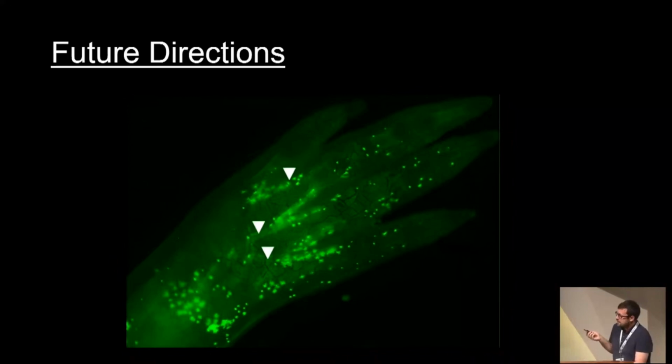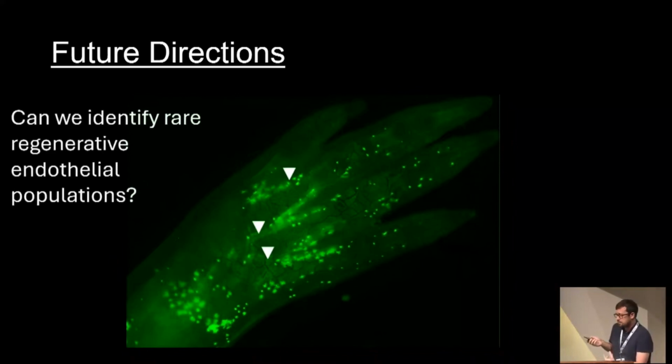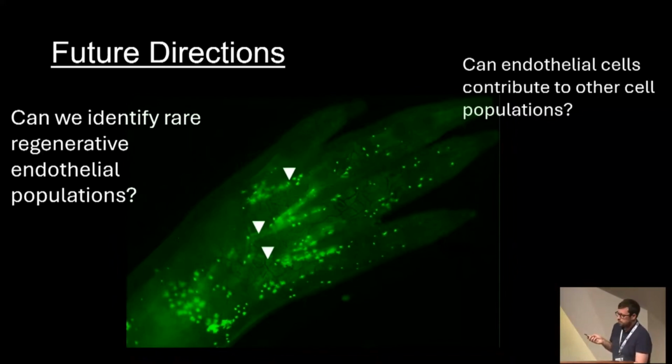So importantly, these transgenics also contain a specific receptor to allow viral integration into those cells only, which will enable us to not only use the GFP to identify rare endothelial populations, potentially using enrichment with FACS sorting and single-cell sequencing, but also using the virus to perform lineage tracing and see whether endothelial cells are capable of giving rise to other cell types.